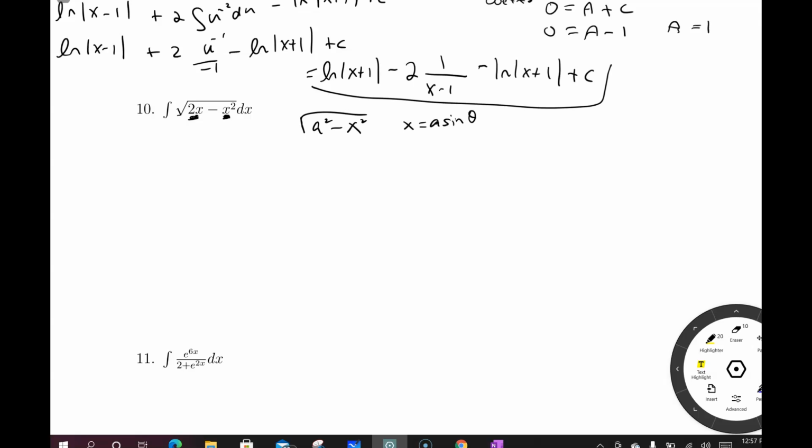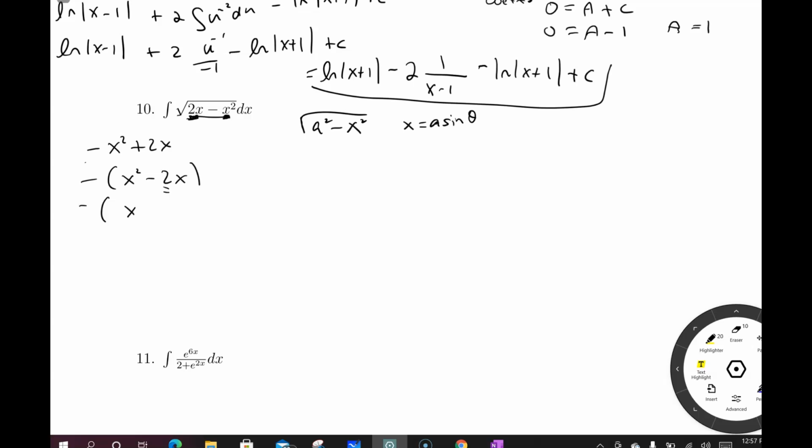Okay, so I'm going to pull it outside of the radical, and remember, you want to have a positive 1 in front of the x squared. So I just pulled it out of the radical and wrote it in descending terms. Now I'm going to factor out a negative. Now I'm going to complete the square. So I'm going to take half of this number and square it.